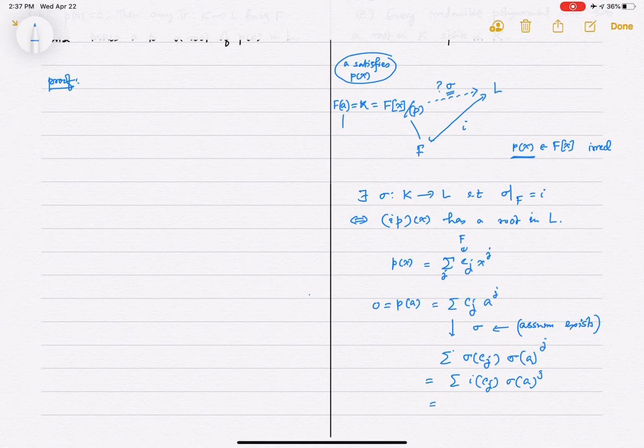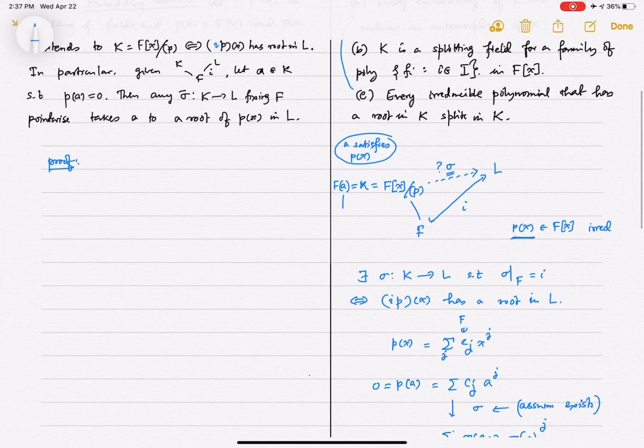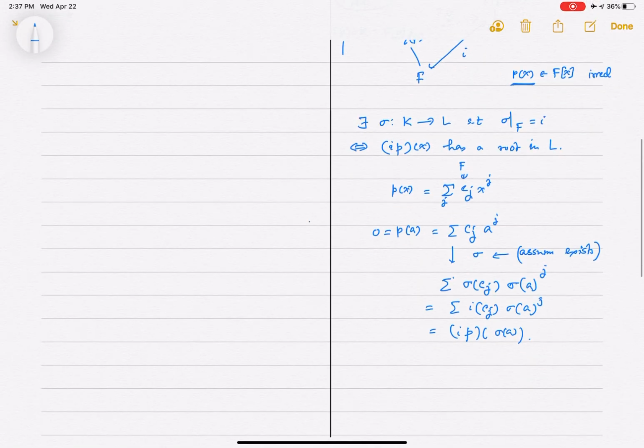But this is nothing but the polynomial IP evaluated at sigma(A). So what I'm saying is, if A satisfies P(x), then sigma(A) satisfies IP(x). That if this is 0, then this would be 0 too.